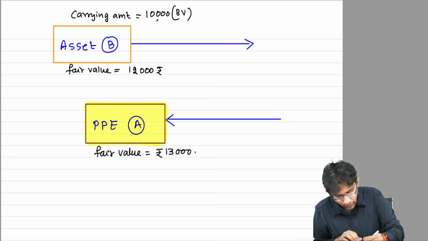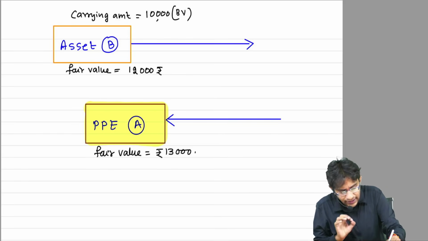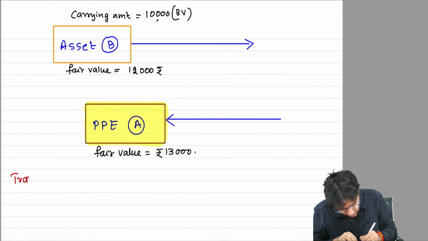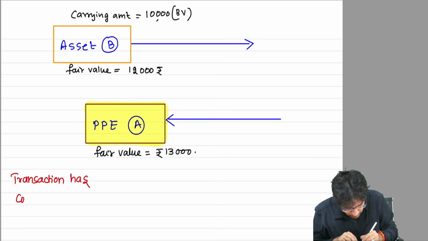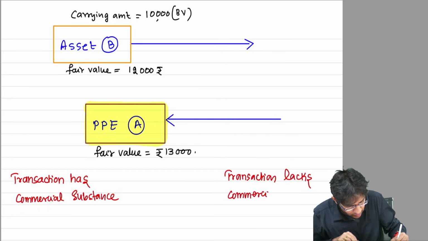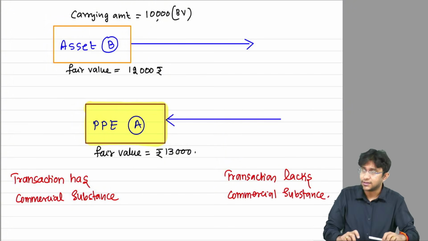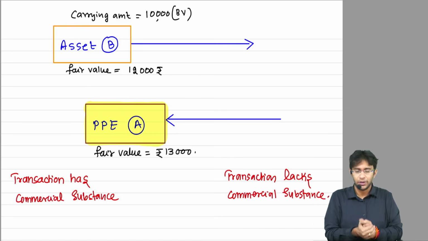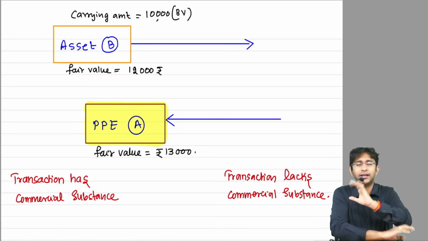Now, the answer entirely depends on whether the transaction has commercial substance or the transaction lacks commercial substance. Sir, what is this new term suddenly? What is this commercial substance? Simple, sir. The name sounds fancy and all, but it's very simple. Very easy, sir. Just think like this.